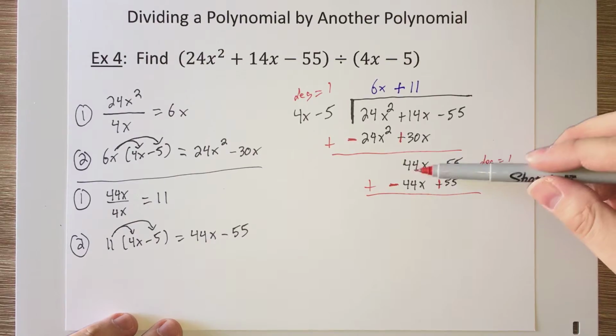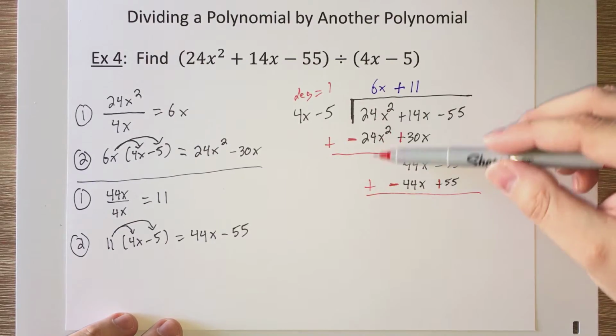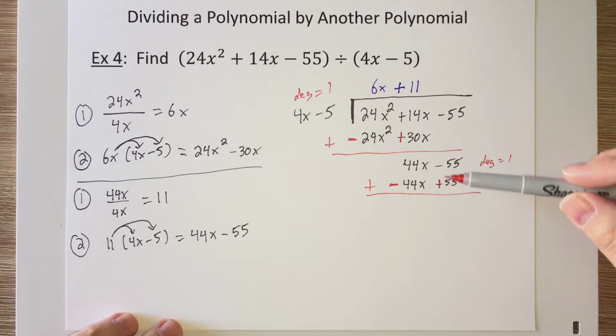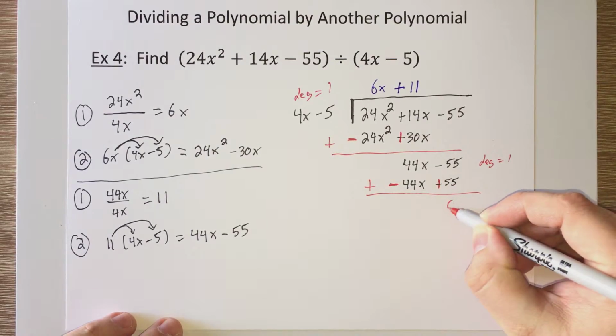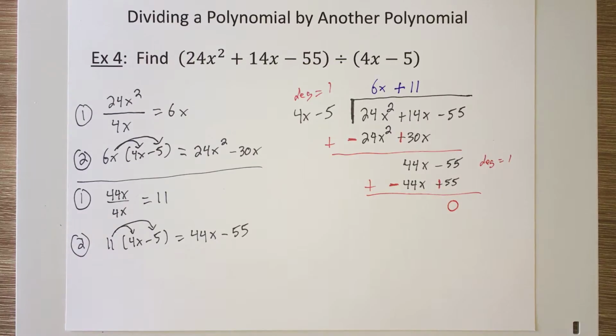Don't leave it blank. I know I left this blank when they canceled here. I want to leave this blank, but don't leave it completely blank if everything cancels. So if everything cancels, just put a 0. Okay. Now, I'm done with the three-step process.